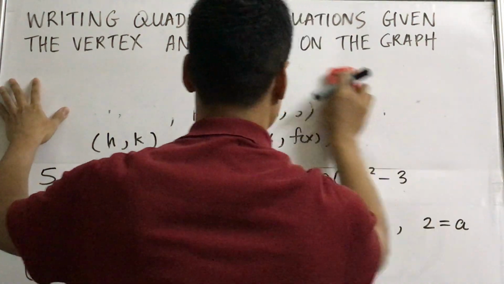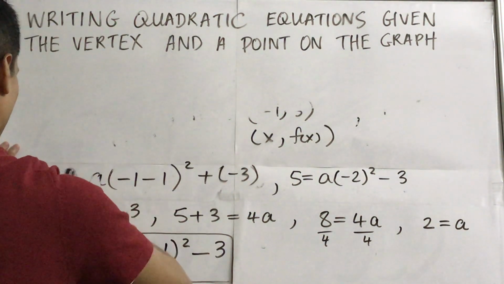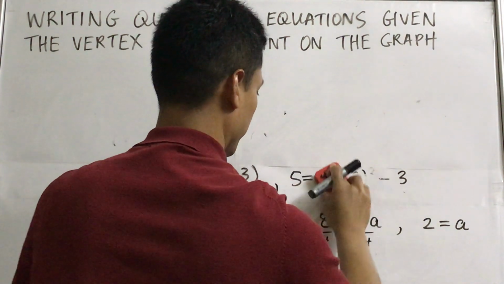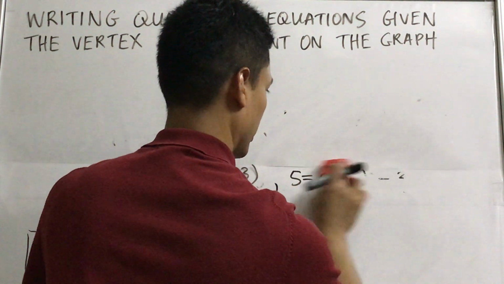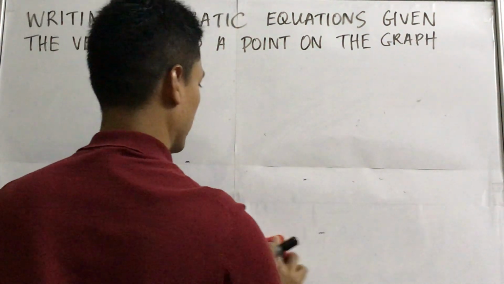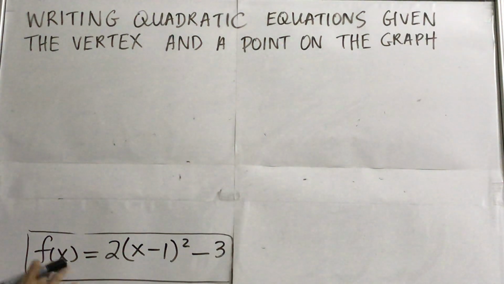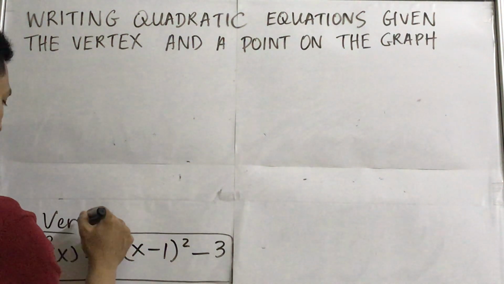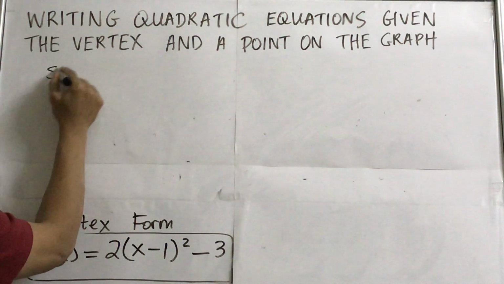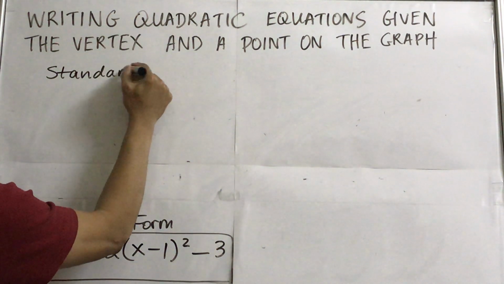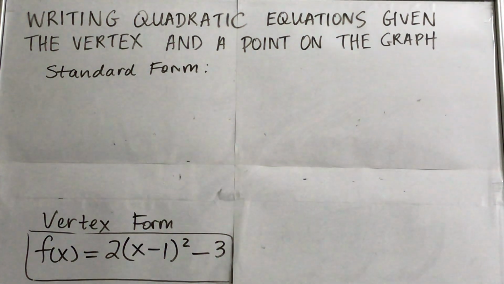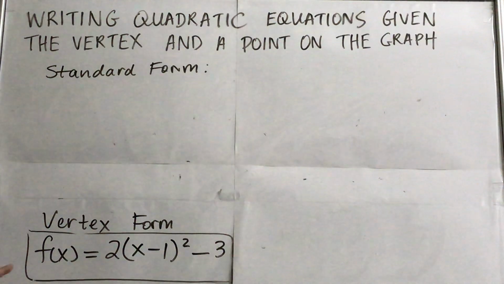Now if you go back to your warm-up, you could actually see the exercise that you just did, and you can expand it. Okay, let's start from here. Now remember, this is the vertex form. Now we need the standard form. What do we do with this equation here? All we have to do is expand it.